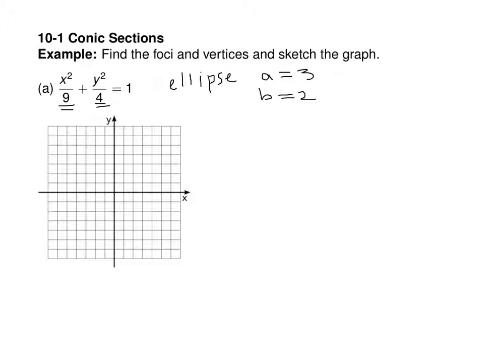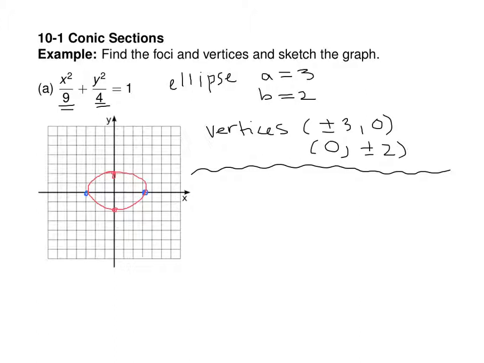So from the origin you go left and right 3, find the x-intercepts or the vertices, and up and down 2. The major axis is the x-axis and the minor axis is the y-axis. So the vertices are the points plus or minus 3, 0, and 0, plus or minus 2.